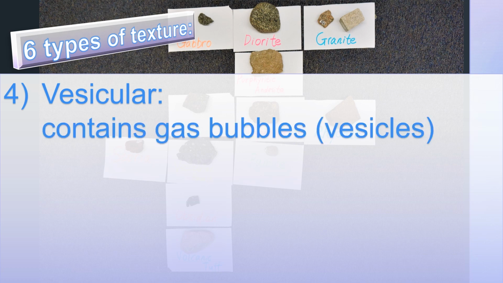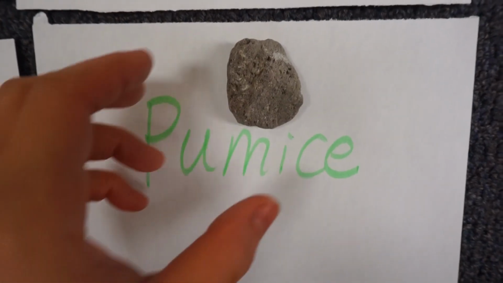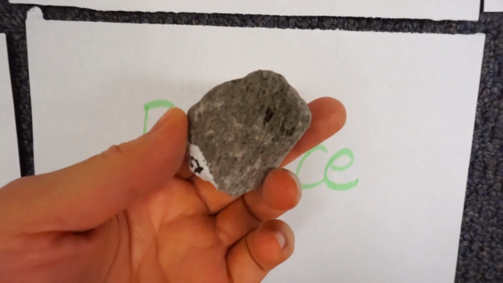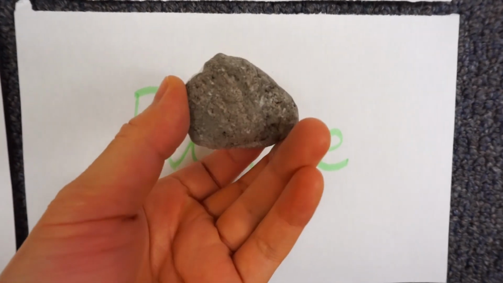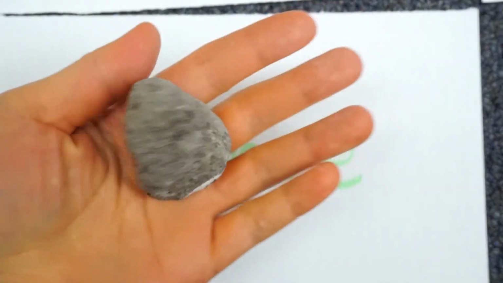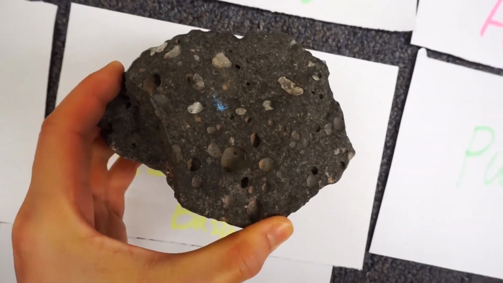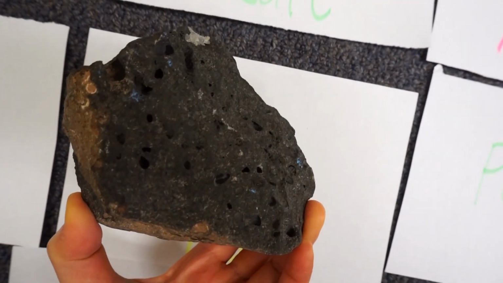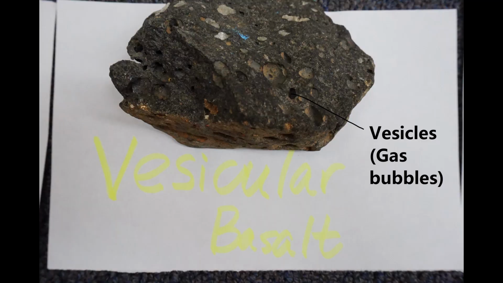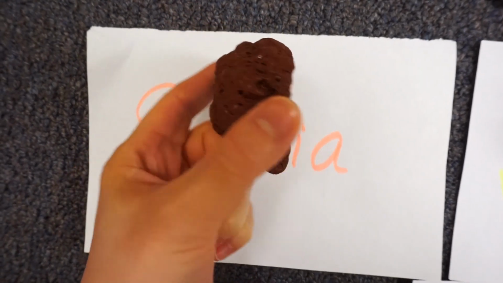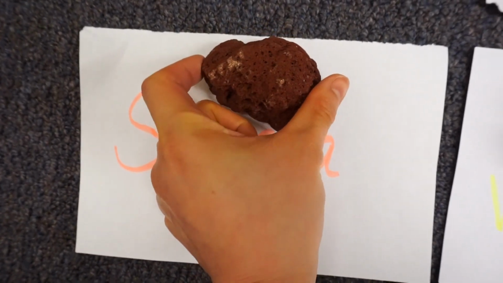Vesicular contains gas bubbles, which is vesicles. Pumice. You can see the gas bubbles. And notice that it is very light. Vesicular basalt, which is basalt that contains gas bubbles. Scoria, very light.